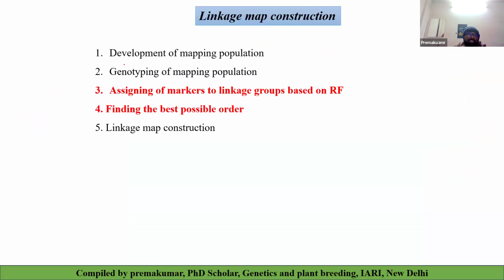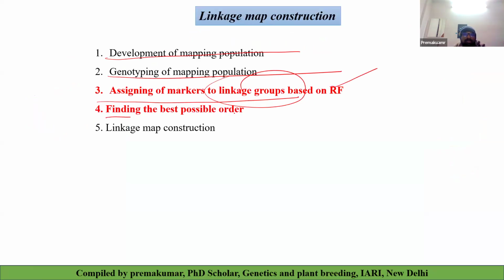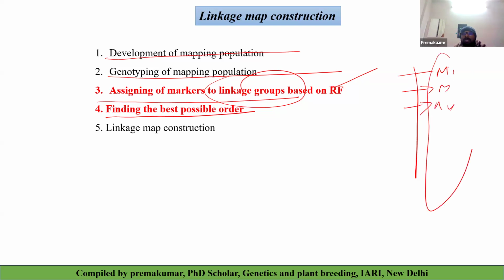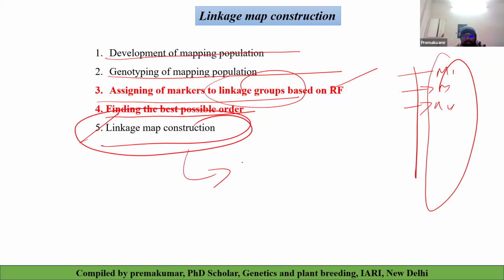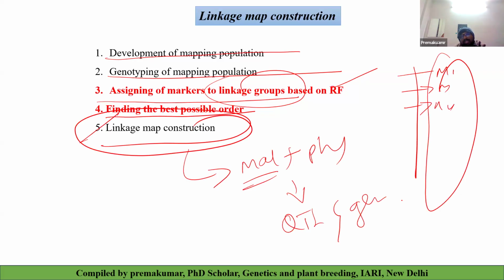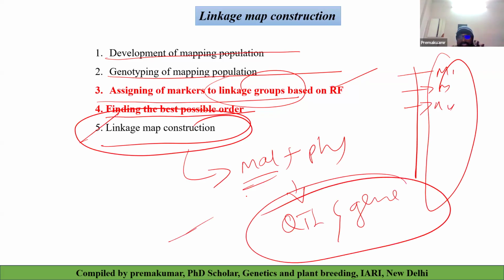It's very easy. First, you have to develop the mapping population and genotype it. Then you create the linkage groups based on the recombination frequencies. Then you find the best possible order, like marker 1, after marker 3, after marker 4, the order of the markers. Then your linkage map is constructed. Then use this map to associate with the phenotype using some software. You will get a QTL or a gene. It's a very, very simple procedure, but we'll discuss in detail how we can do that.